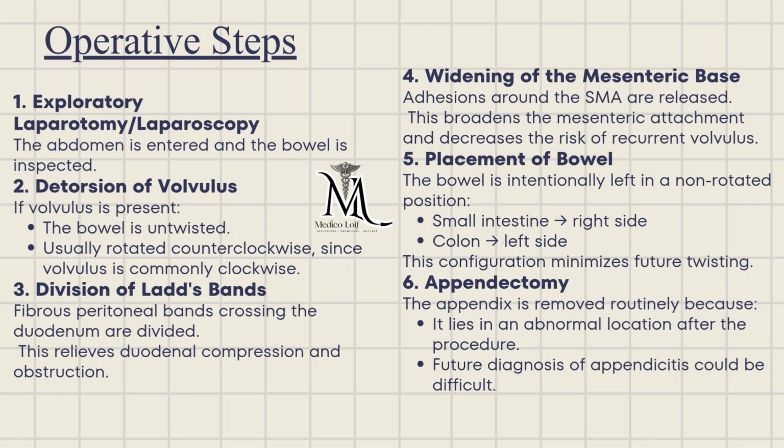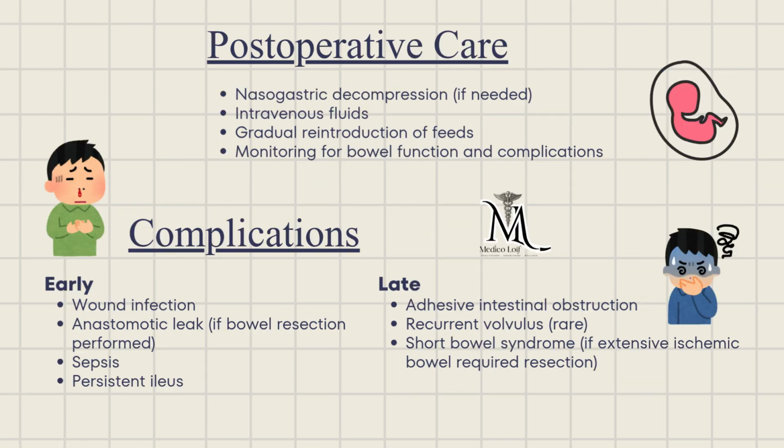6. Appendectomy. The appendix is removed routinely because it lies in an abnormal location after the procedure. Future diagnosis of appendicitis could be difficult. Postoperative care. Nasogastric decompression, if needed, intravenous fluids. Gradual reintroduction of feeds. Monitoring for bowel function and complications.